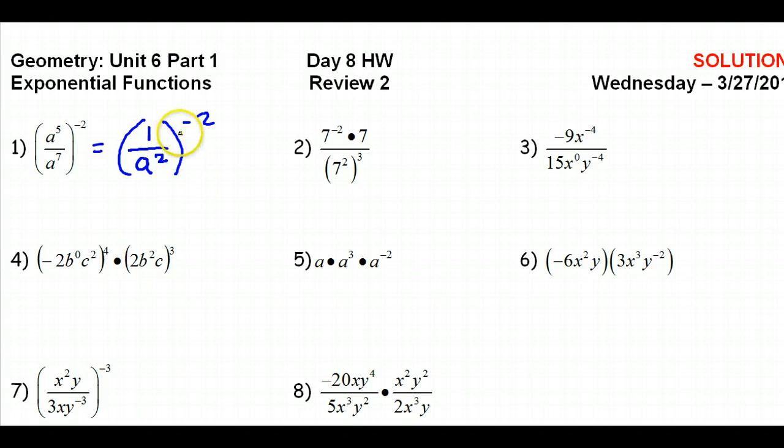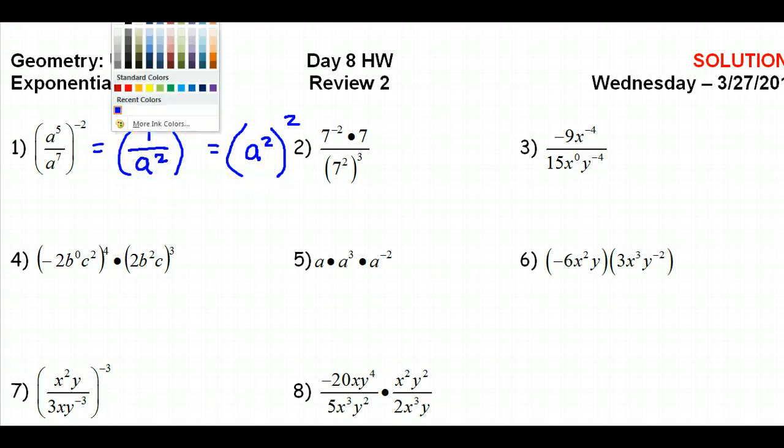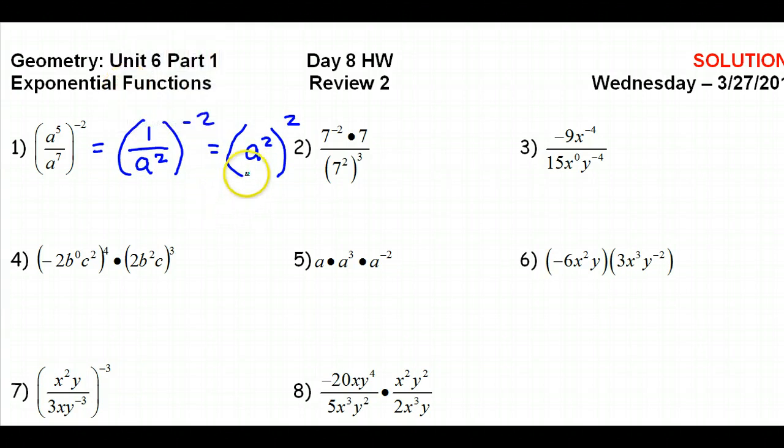Now we go ahead and do the reciprocal. If I do the reciprocal and make this a positive exponent, instead of 1 over a squared, it'll just be a squared, because the reciprocal would be a squared over 1 if I turn this upside down, but we don't need the 1 anymore. So then that final answer is going to be a to the 4th power. We're multiplying these: 2 times 2 is 4. So that would be your answer to number 1.